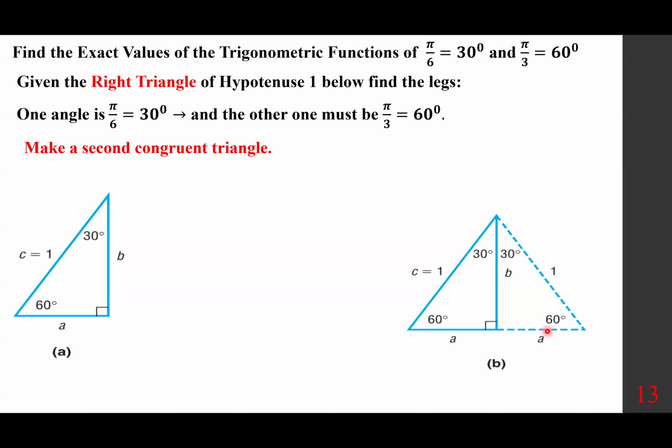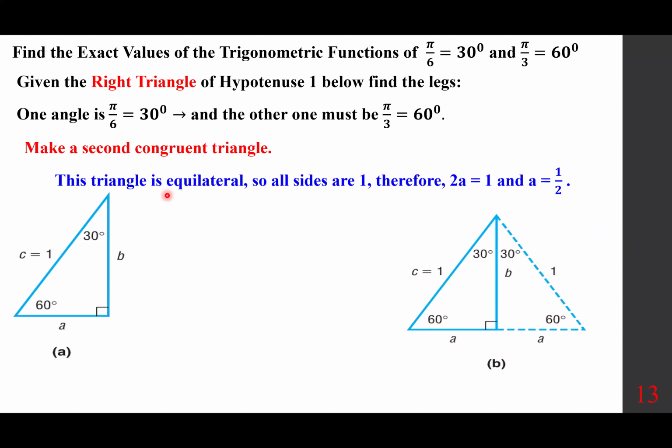As you can see, all sides are given here. This is 1, this is 1. This is missing, we're going to work on it. All angles, this is 60 degrees for the big one. This is 60 degrees. This is 60 degrees. This triangle is equilateral, so all sides are 1. Therefore, 2a equals 1 and a equals 1/2. Why is that equilateral? Because all angles are 60 degrees. And if this is 1, this is 1, this becomes 1, a and a is 1. That means 2a is 1, a becomes 1/2.